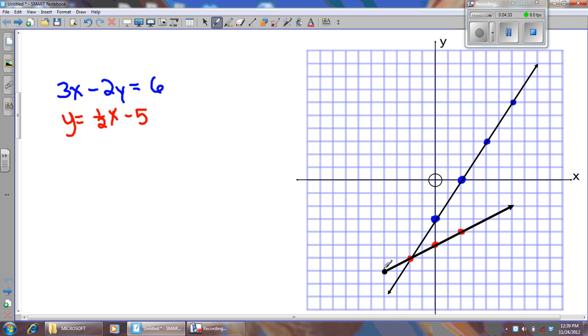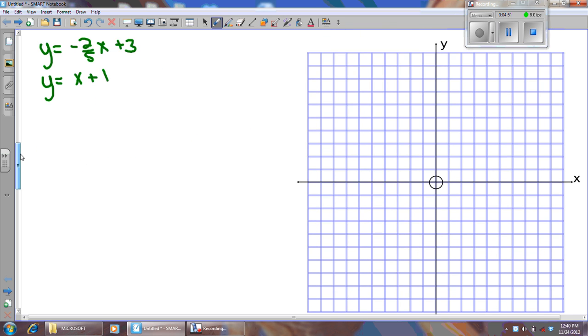And it looks pretty obvious that the two lines are going to cross right here. So the solution is going to be at what? Negative 2, and then 1, 2, 3, 4, 5, 6, negative 6. All right, so that's how we solve by graphing.